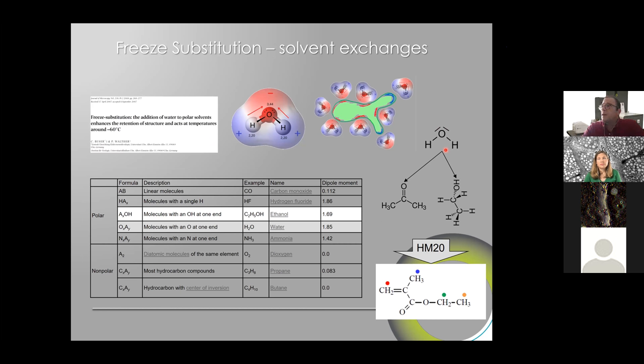What is interesting is that the polarity of the solvent will influence the type of freeze substitution and the contrast we will gain. There was a very beautiful paper about that that came out in 2007 that showed that preserving some fluorescence, some water in the freeze-sub cocktail will preserve the contrast.